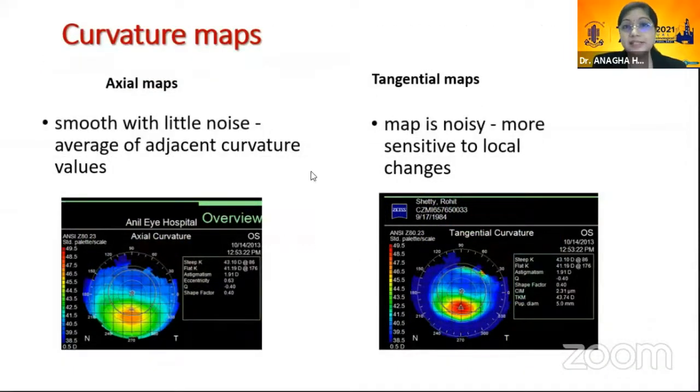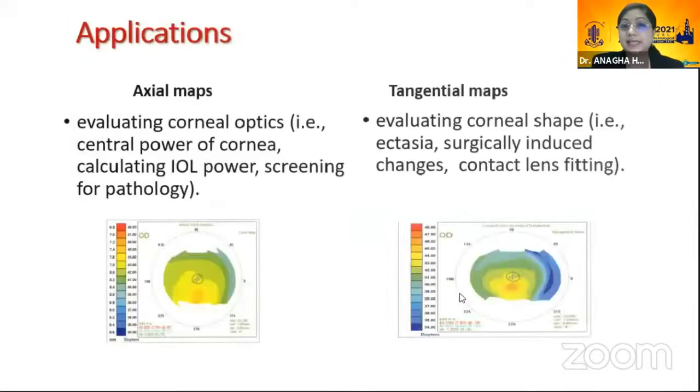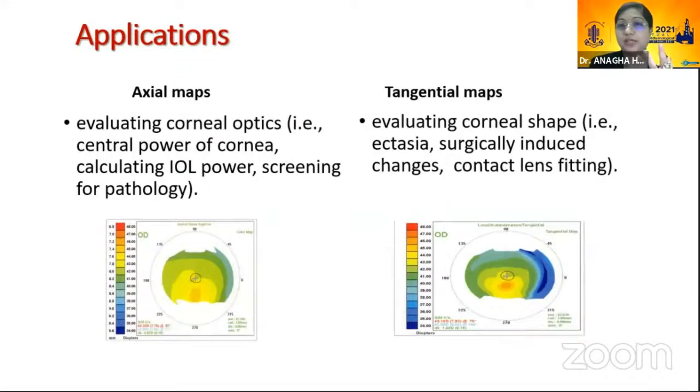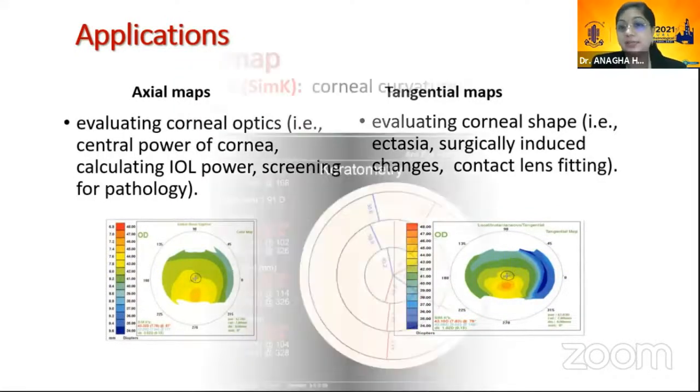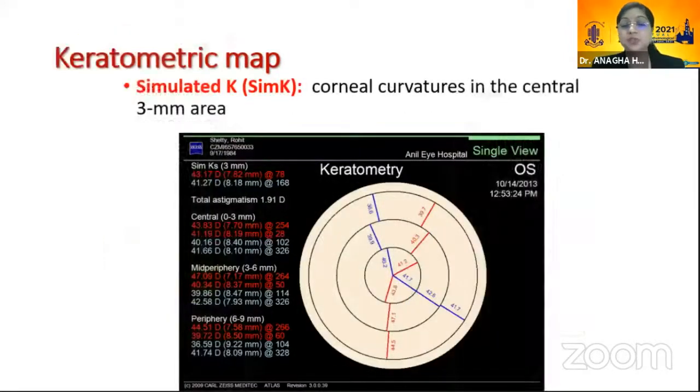Now, again, these are the axial map and the tangential map of the same patient. Whereas in the tangential curvature here, you can see the map is more noisy, it is more sensitive to local changes. So basically, it is indicated when you want to evaluate the corneal shape changes after surgery or in case of ectasia or contact lens fitting changes. So these are the important differences you need to know.